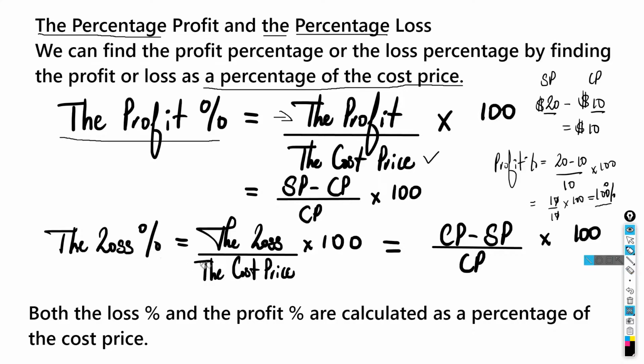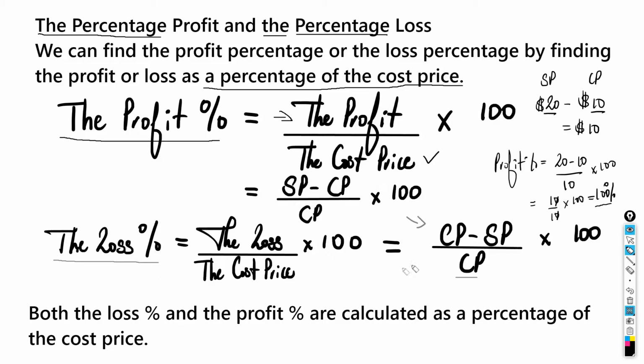So the percentage loss is the loss as a percentage of the cost price. It's the loss over the cost price multiplied by 100. But the formula is a bit different here, because remember the formula for the loss is equal to the cost price minus the selling price. So you end up with the cost price minus the selling price, over the cost price, multiplied by 100. And we're going to look at an example of the loss percentage right after this.